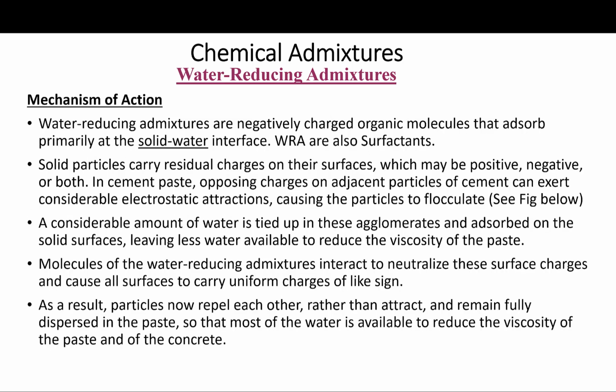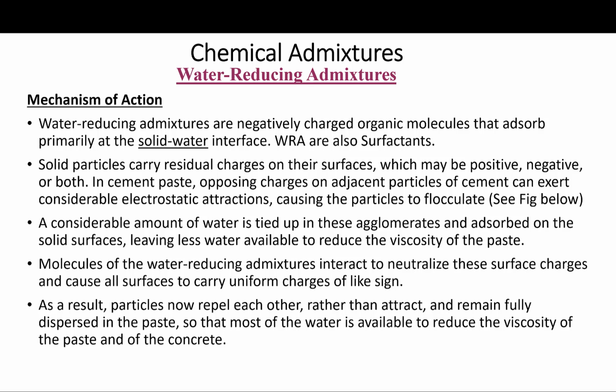Okay. So a considerable amount of water is tied up in these agglomerates and adsorbed on the solid surface, so leaving less water available to reduce the viscosity of the paste and that of the concrete eventually.